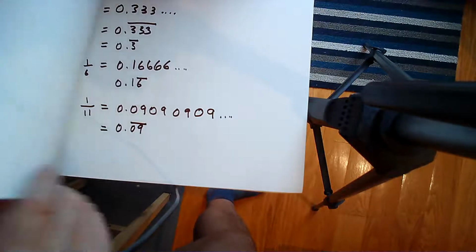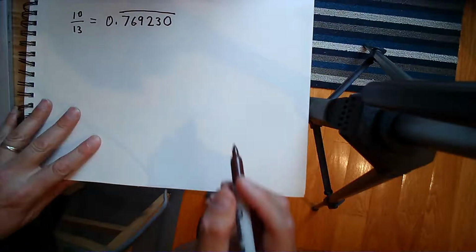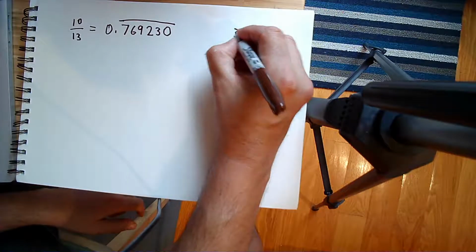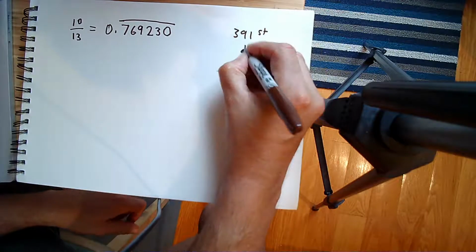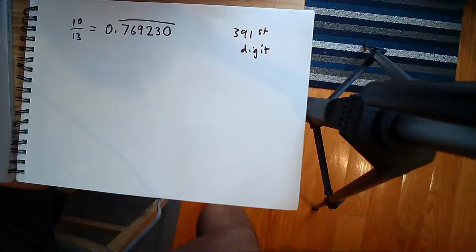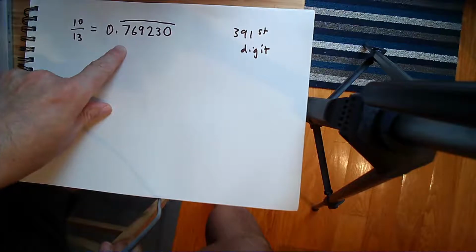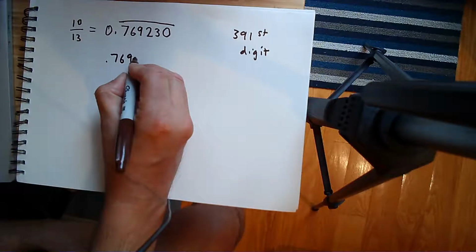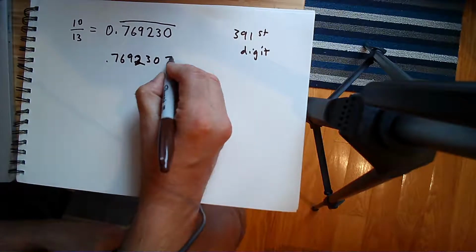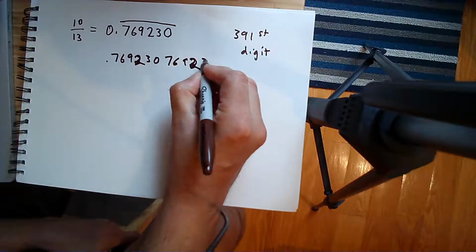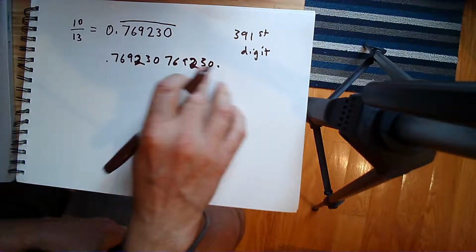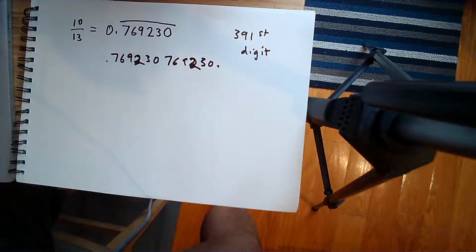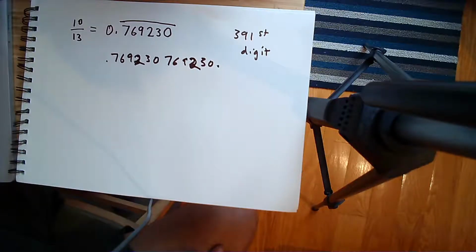Okay, so now let's get back to this problem here. They're asking us, quite simply, what is the 391st digit? Now, we could write this out repeatedly, right? We know what it is. This is 0.76923076923, and so on. We could keep going to the 391st digit. That's going to take all day, and we're going to make a lot of mistakes.